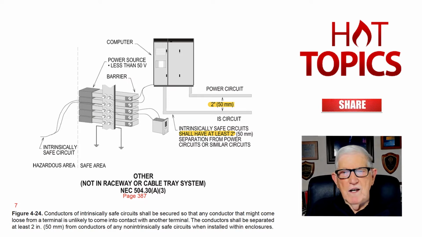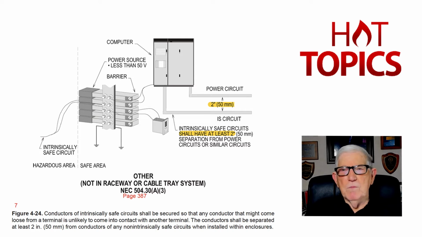These rules are outlined in 504.30(A)(3) on page 387. And they're saying these circuits, if you had a power circuit and an IS circuit, keep them separated at least 2 inches, or the cable needs a separating jacket or routed in conduit, but you do need a separation. So kind of keep that in mind, and that's what this figure is illustrating to you.